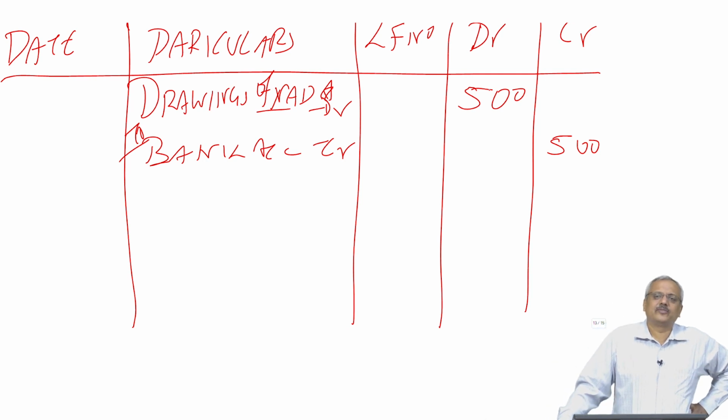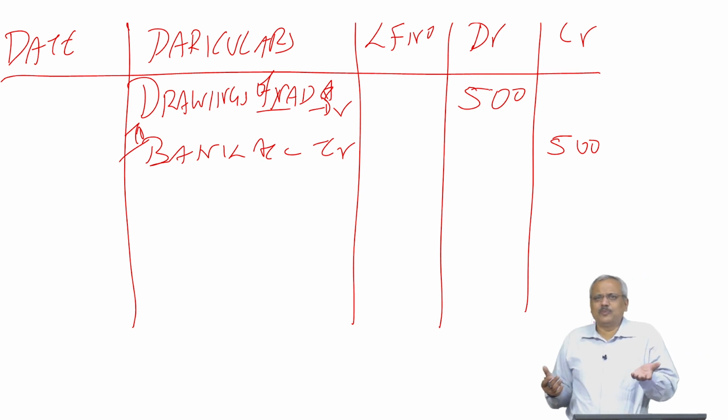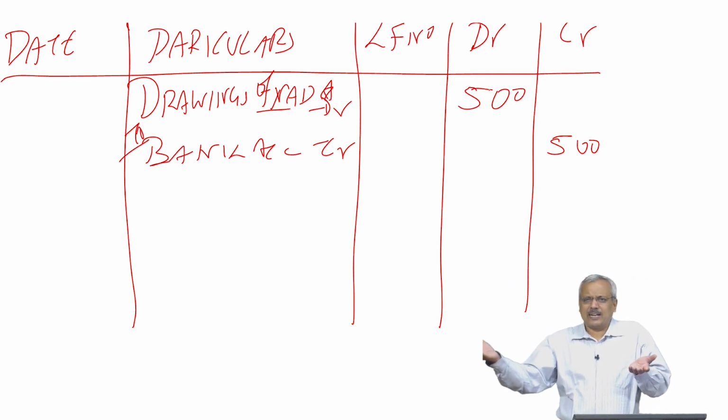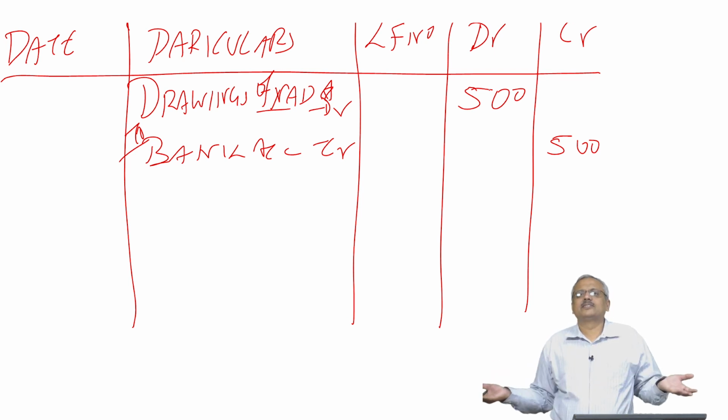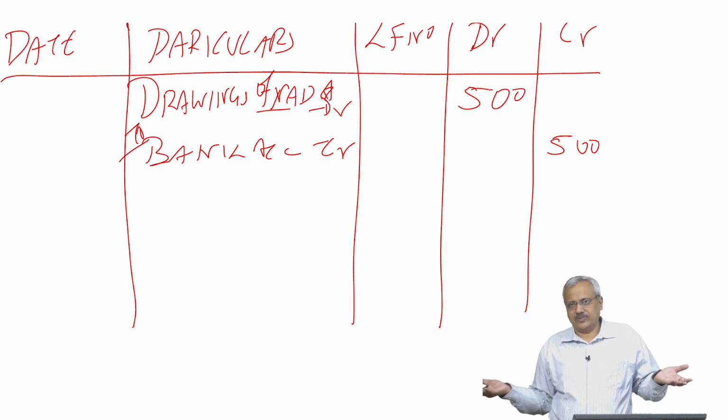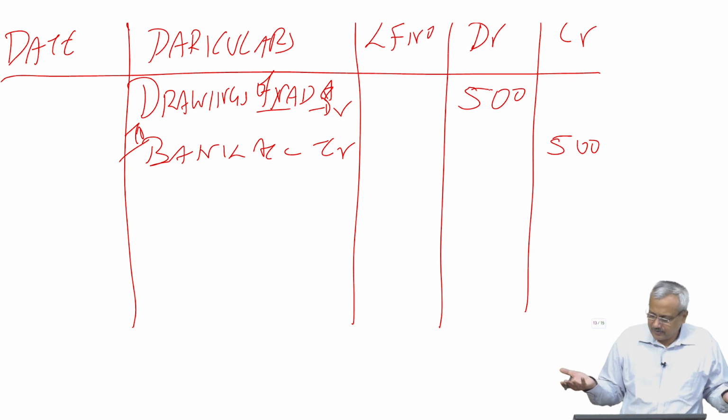Please understand what we have done. Go back to the balance sheet we did. When the partner withdraws money from the business, capital reduces. In this particular case, your bank balance comes down by 500, and the partner's capital on the other side also comes down by 500. Your balance sheet will balance out. That is what happens in this transaction.